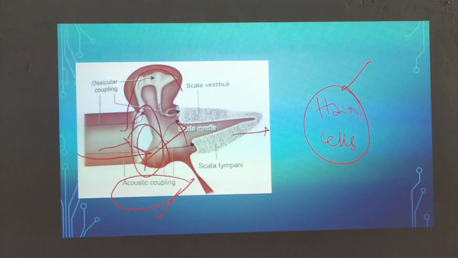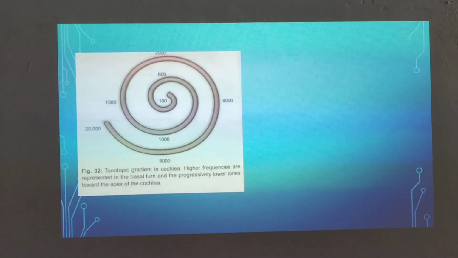Ossicular coupling and acoustic coupling. So acoustic coupling is nothing but something related to your bone conduction. Ossicular coupling is related to your air conduction, something related to your ossicles vibrating. So that provides extra energy, as we have already seen. At the level of the hair cells, the transduction occurs. Okay, transduction is going from one type of energy to another type. So what is this? Tonotopic gradient in the cochlea.